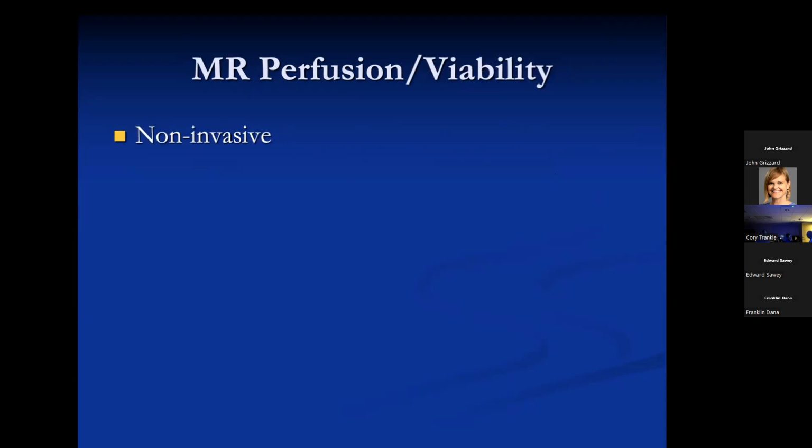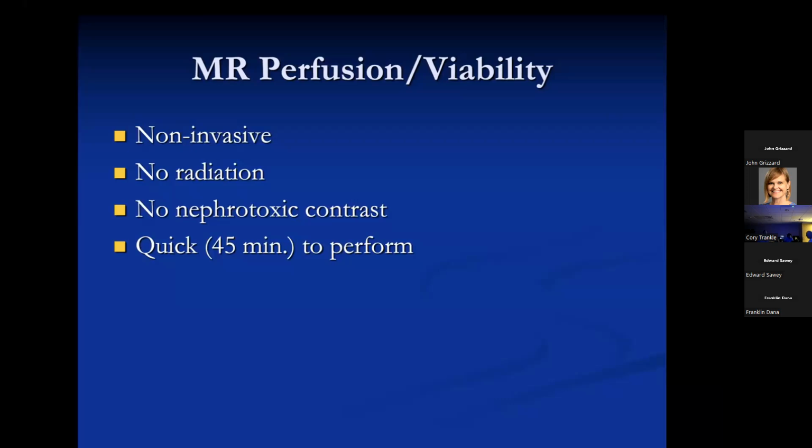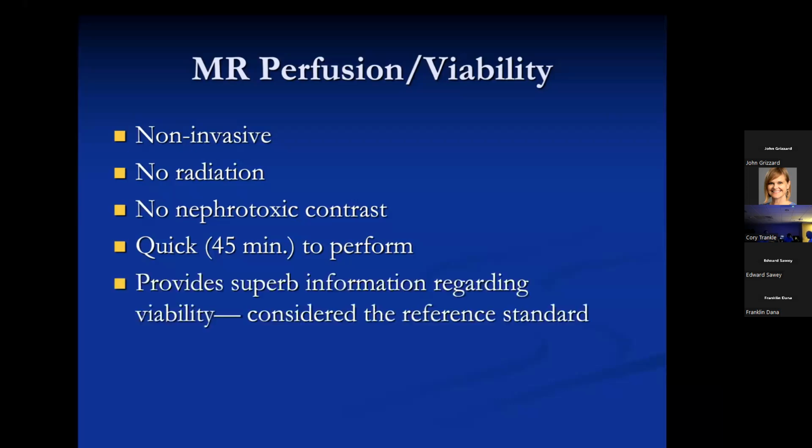So what would you like in an ideal technique to assess cardiac perfusion deficit? You'd like for it to be non-invasive, preferably no radiation. You'd like for it to not kill the kidneys. You'd like for it to be quick, 45 minutes or less to perform, and pretty quick to read. And you'd like for it to provide good information about viability, all of which MR does.